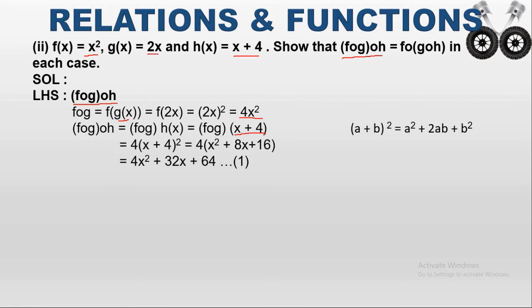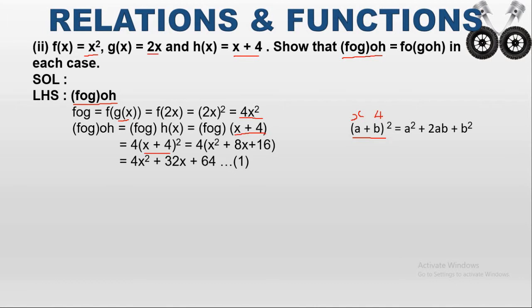So that means 4 into (x plus 4) whole squared. It is like the formula (a plus b) whole squared, which is a squared plus 2ab plus b squared. Here a is x and b is 4. So 4 into (x squared plus 8x plus 16). Now you have to multiply each and every term by 4. That is 4x squared plus 4 into 8, 32x, plus 16 into 4, that is 64. This will be written as equation 1.